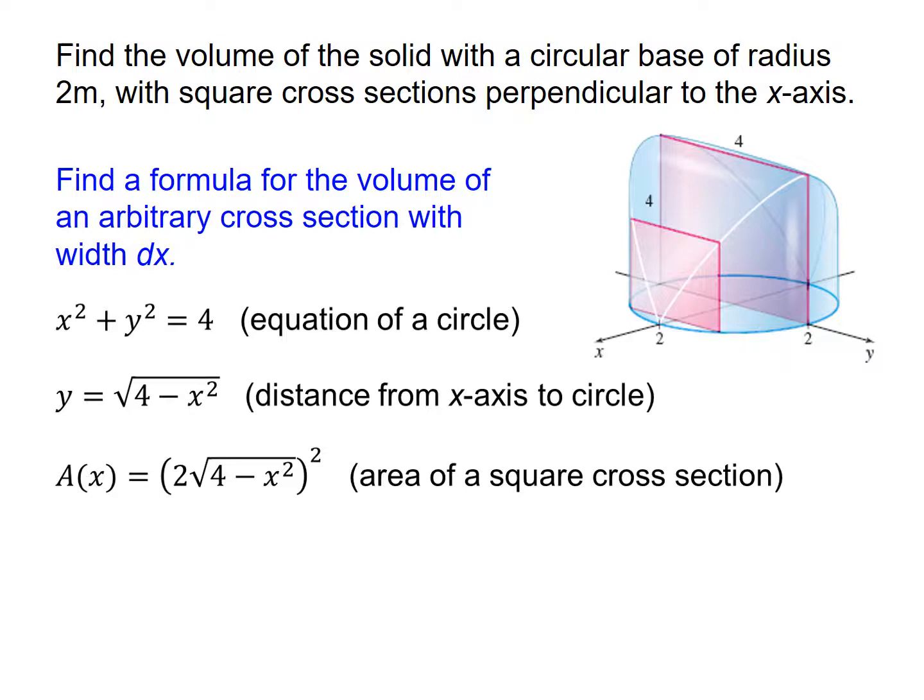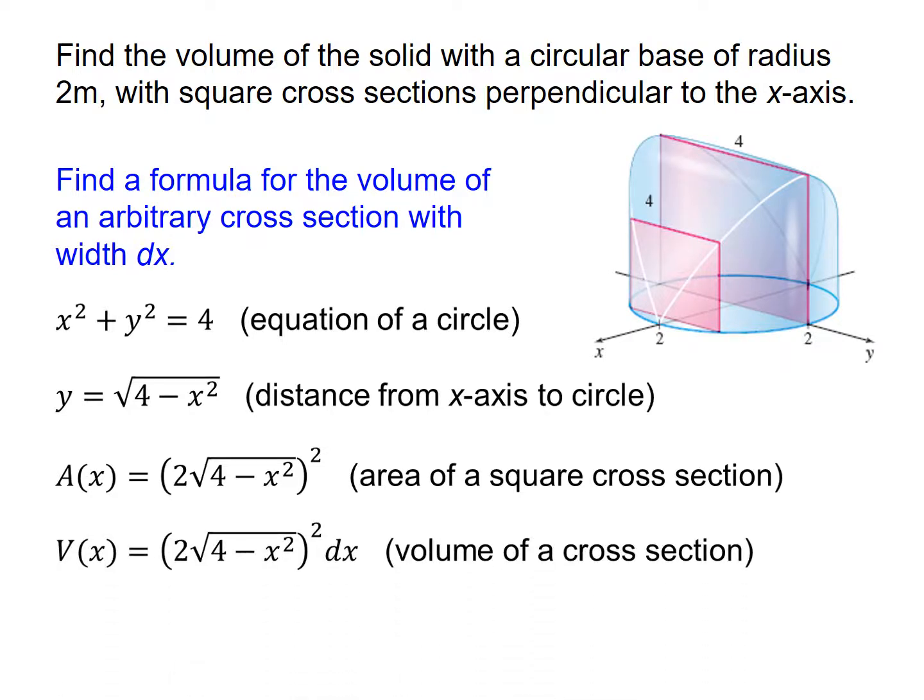So to find the area of one cross-section, we need to double the distance from the x-axis out to the circle. So we need to go all the way across from one side of the circle to the next. So 2 root 4 minus x squared, and multiply that by itself to find the area of the square. So the volume is 2 root 4 minus x squared, squared, multiplied by the thickness dx. That equation right there gives us the volume of just one arbitrary cross-section located at any x value.